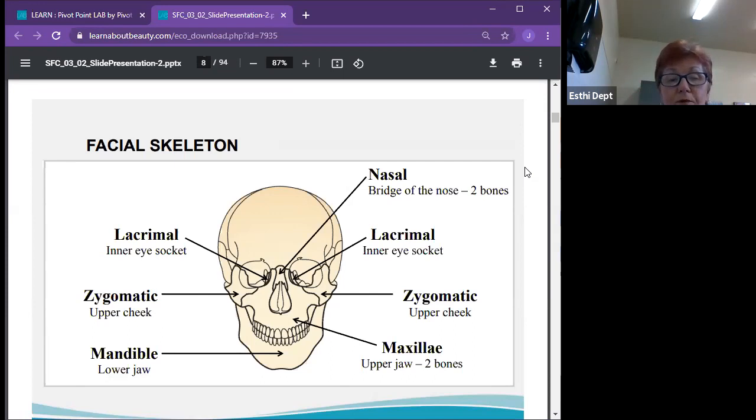Then you have the lacrimal, which is the inner eye socket. It's actually the smallest bone of the facial skeleton. Its definition here is the front part of the inner bottom wall of the eye socket. So it's the front part of the inner bottom wall of the eye socket.